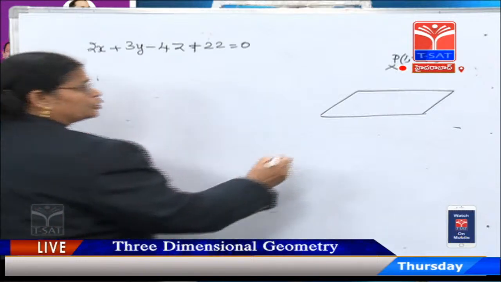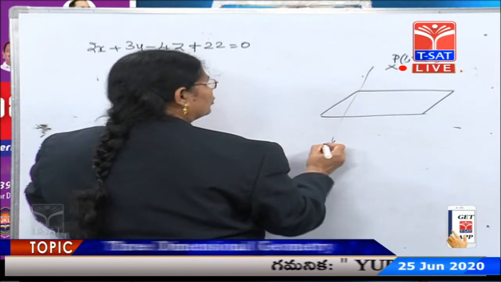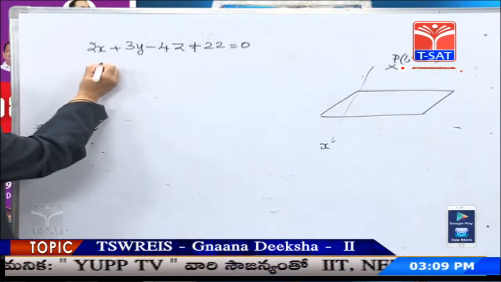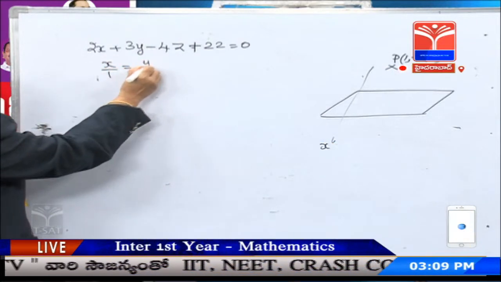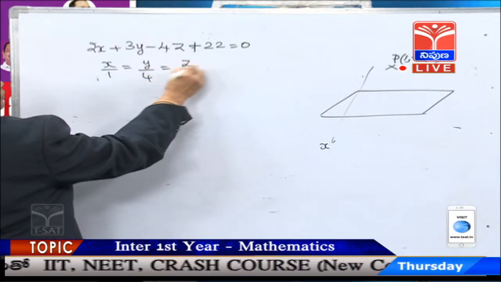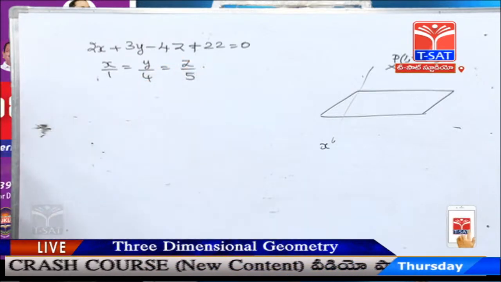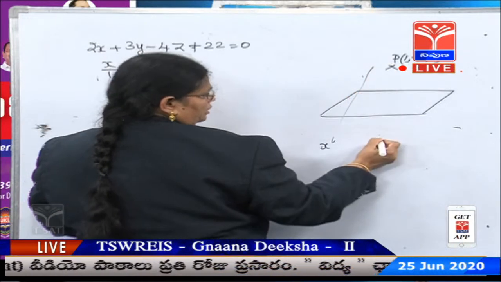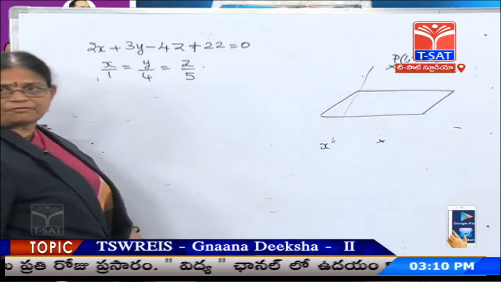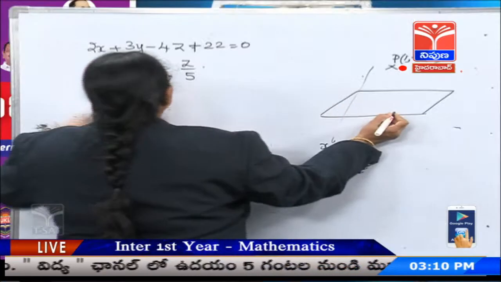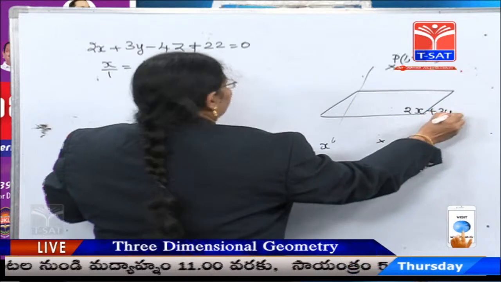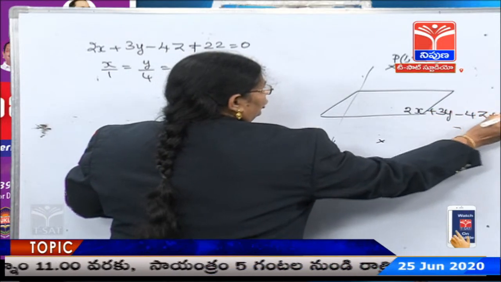Measured parallel to the line, you have one more line here, x by 1 equal to y by 4 equal to z by 5. This is the line. So, if we want the image of this point, it will be somewhere here. Now, this is the plane equation 2x plus 3y minus 4z plus 22.